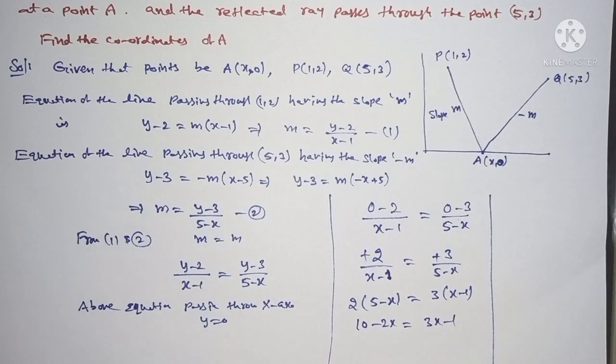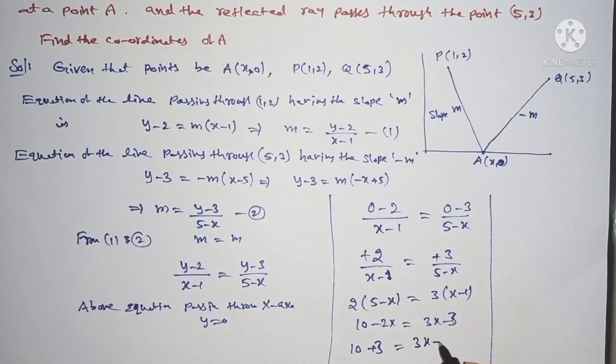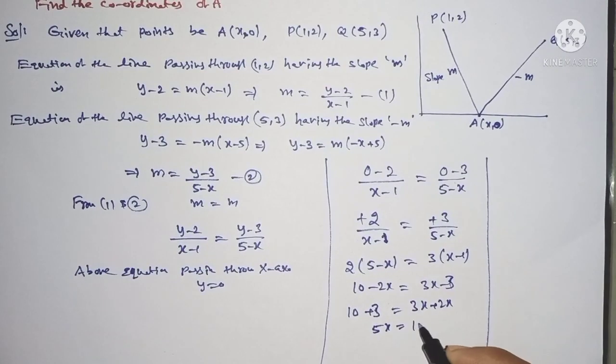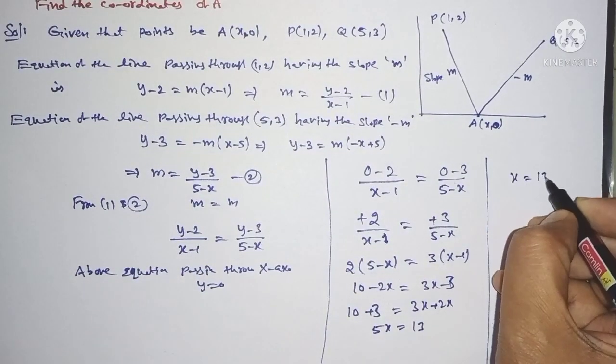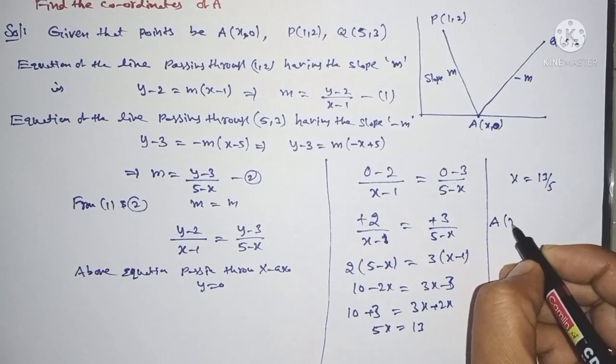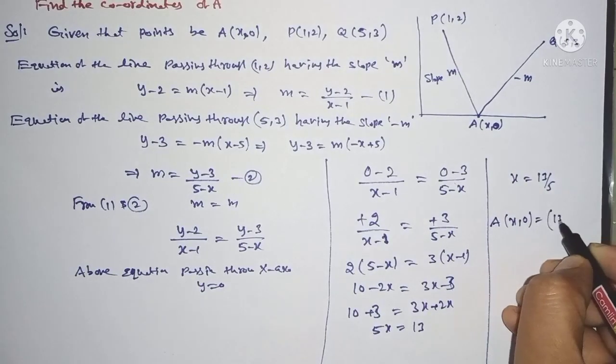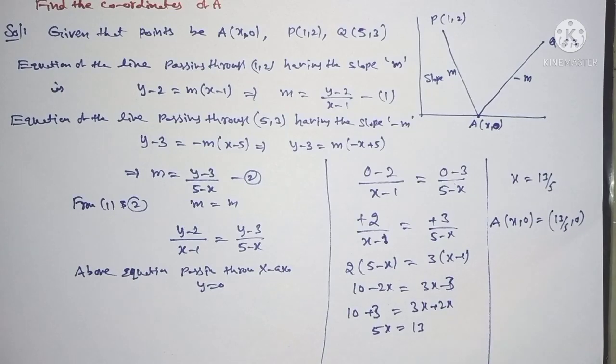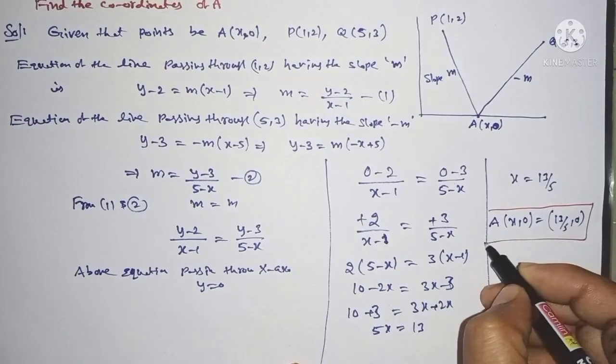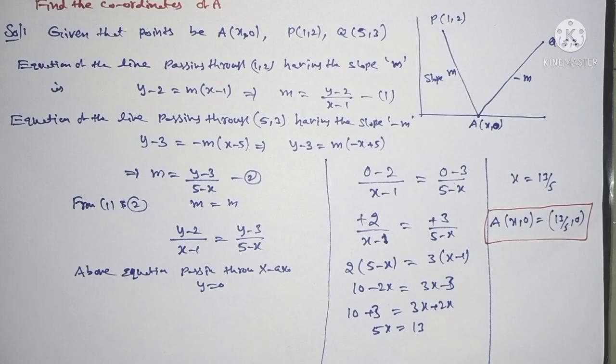X value, you can get the x value: 10 plus 1 is equal to, sorry, this is 3. 10 plus 3 is equal to 3x plus 2x. Therefore, 5x is equal to 13. Therefore, x is equal to 13 by 5. Therefore, the vertex x comma 0 is equal to 13 by 5 comma 0. This is the end of our problem, and this is also the end of our exercise 3D. Okay, next, thank you.